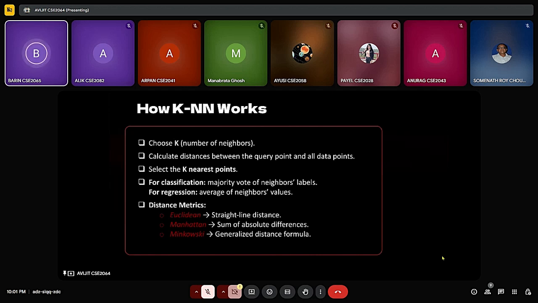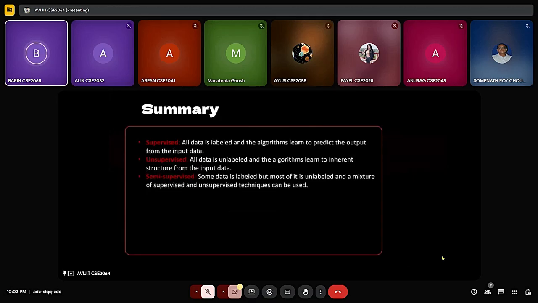Once distances are calculated, we select the k closest points. For classification, we check the majority class among these points. For regression, we take the average, and just like that, the prediction is made. No complex training phase, just direct computation.